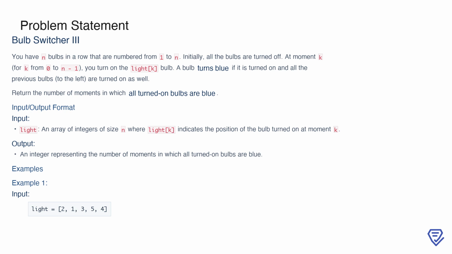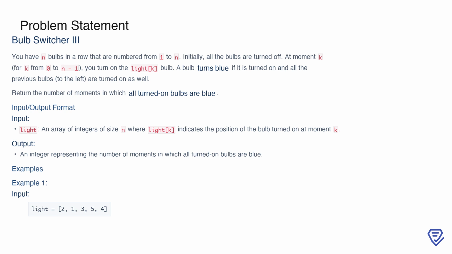The goal is to determine how many moments occur when all the bulbs that are currently turned on are also blue. A bulb turns blue if it is on and all the bulbs to its left are also on. For example, if bulbs 1, 2, and 3 are on, and all these bulbs are blue, this would count as one such moment. The output of the problem is the total number of these blue moments.